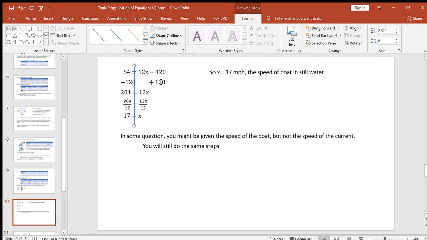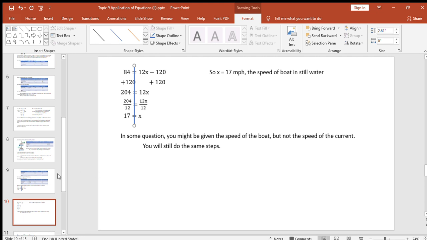How? We add 120 on both sides and you're going to get 204 is equal to 12x. Now we want to get rid of that 12. How so? By dividing both sides by 12 and you're going to get 17 is equal to x. So let's interpret the data. That means x is equal to 17 miles per hour, the speed of the boat in still water.